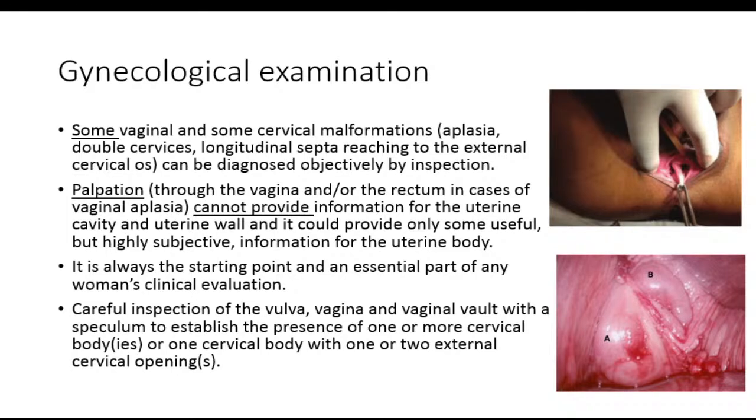So careful inspection of the vulva, vagina, and vaginal walls with a speculum is needed to establish the presence of one or more cervical openings, like it's shown on the photograph below. You see letter A depicts the right cervix, and letter B is shown on the left one, a little bit upper, in an oblique position. So two cervices, two portions of the uterus.